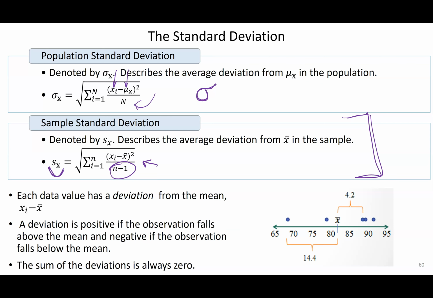So every single data point that we have in our sample has a deviation from the mean. Whatever that sample mean is, every single observation has some distance from that sample mean. And that's what we are talking about, a deviation here. If you add all the deviations together, they should add to zero because some observations are higher than the mean, some are lower than the mean. When you add all the deviations together, you'll get zero.